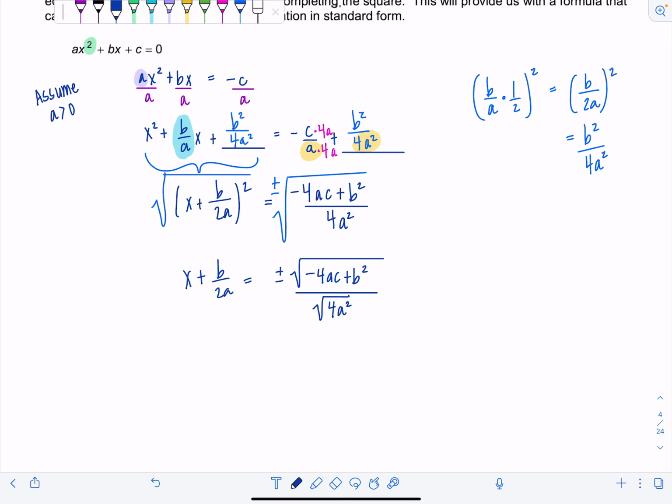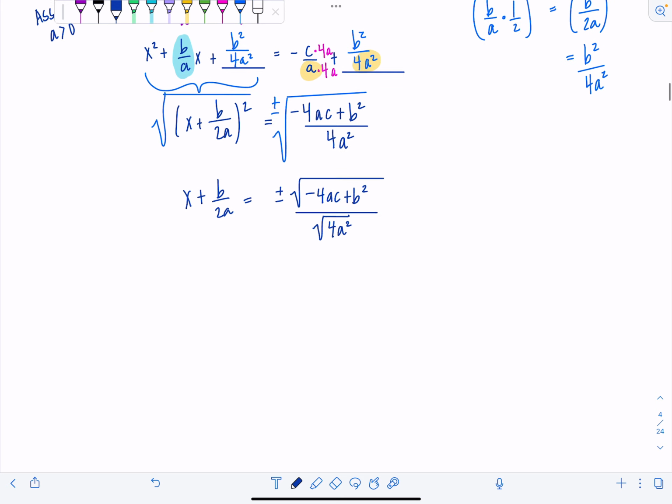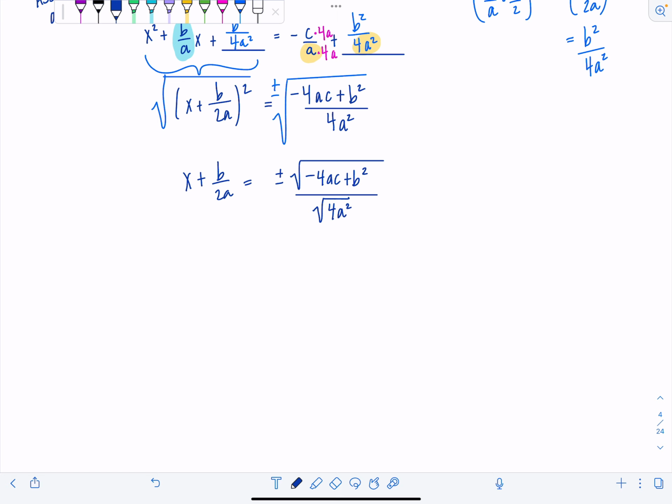All right. Last step to getting x all by itself is to subtract b over 2a. So x equals negative b over 2a. And then I have plus or minus square root. Instead of negative 4ac plus b squared, wouldn't it look better if I wrote b squared minus 4ac? Oh, good. I'm glad you agree. And then square root of 4a squared.